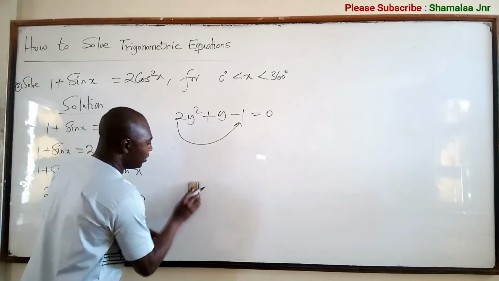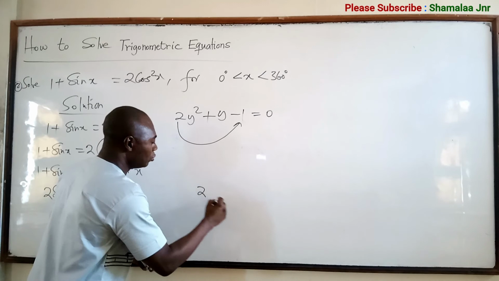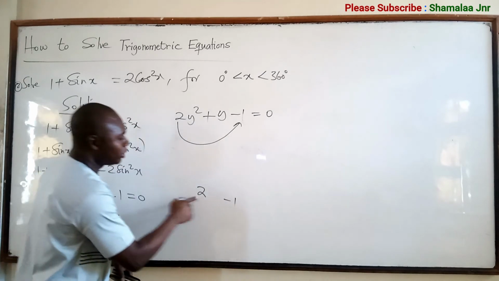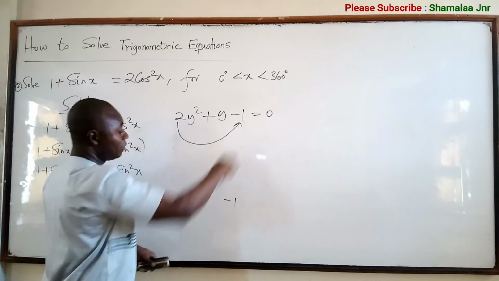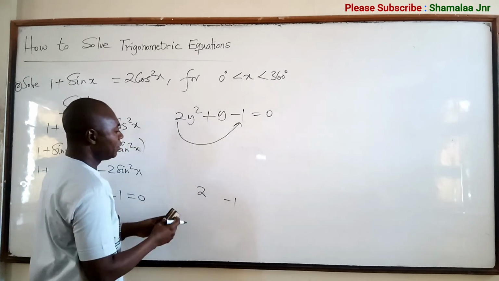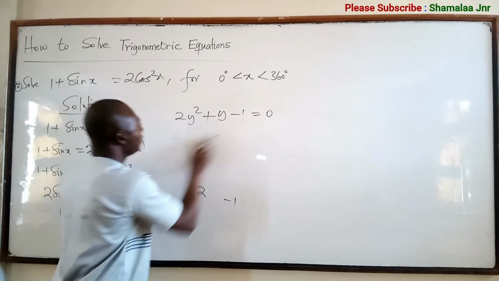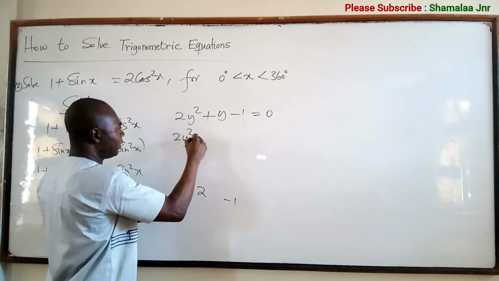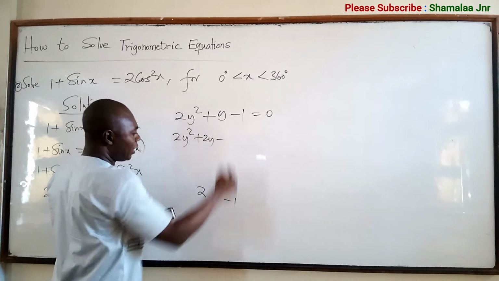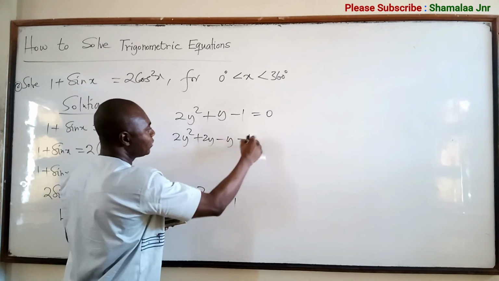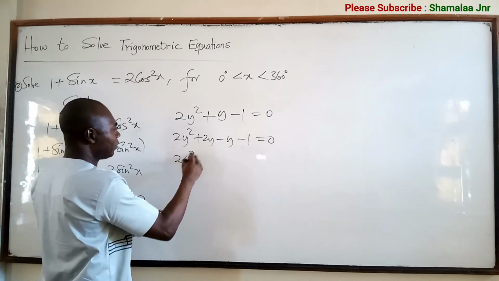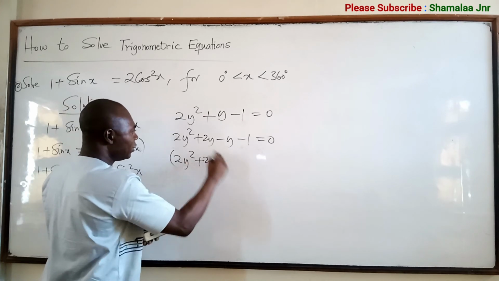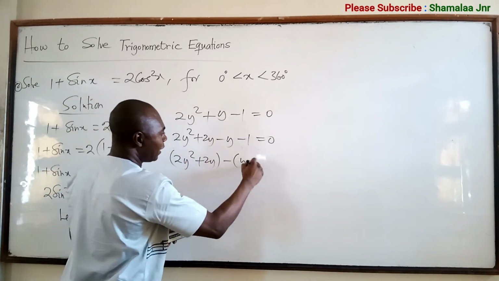So straight away it's going to be 2 and negative 1, because 2 times negative 1 will be negative 2, but when added will give us 1. Okay, so then it's going to be 2y squared plus 2y minus y minus 1 equal to 0. So this one will be 2y squared plus 2y this way, minus y plus 1.